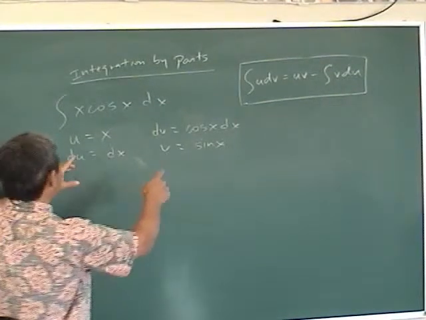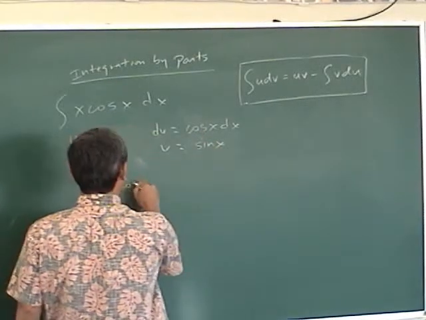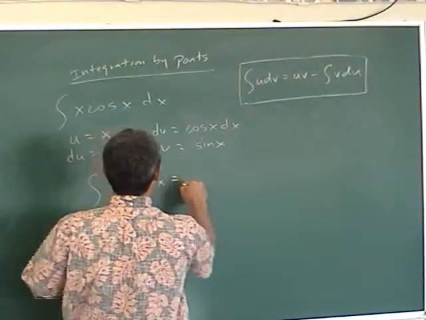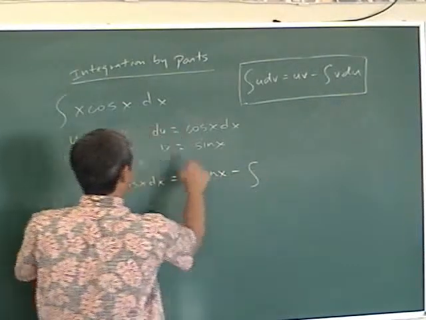Okay, now we just throw it into the formula. The integral of u dv, which is the thing you're trying to find, is equal to u times v minus the integral of v times du.